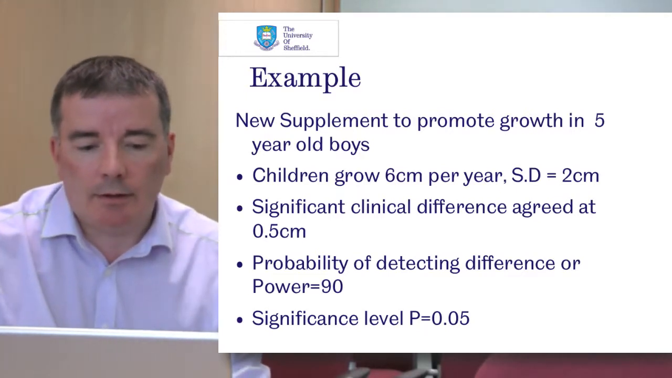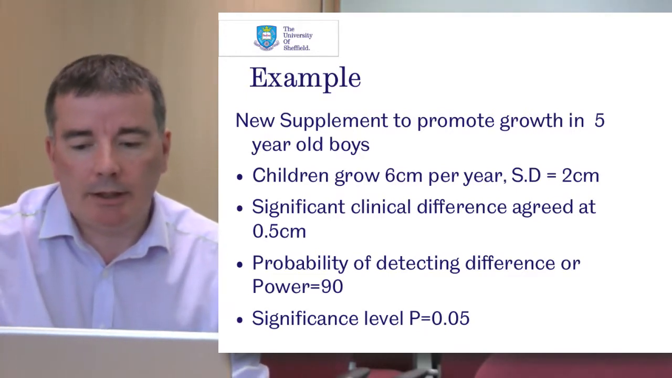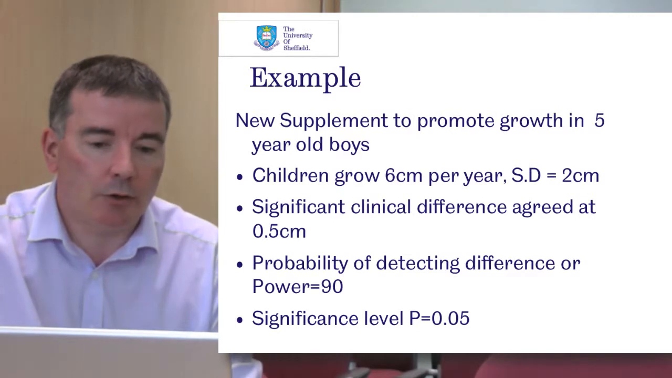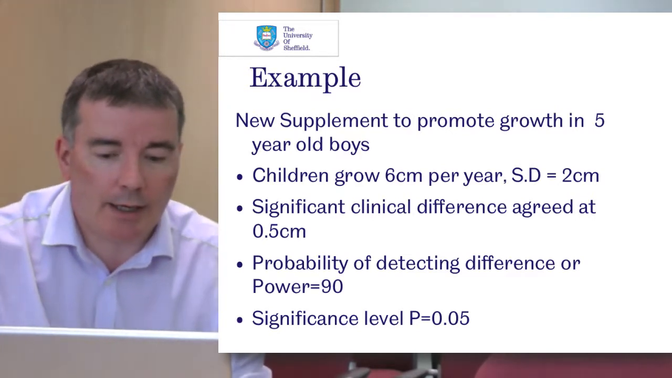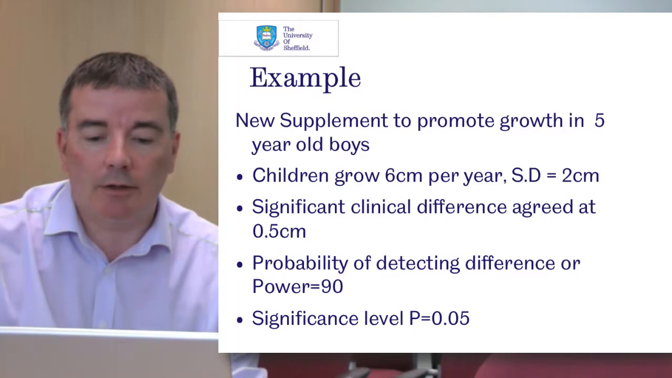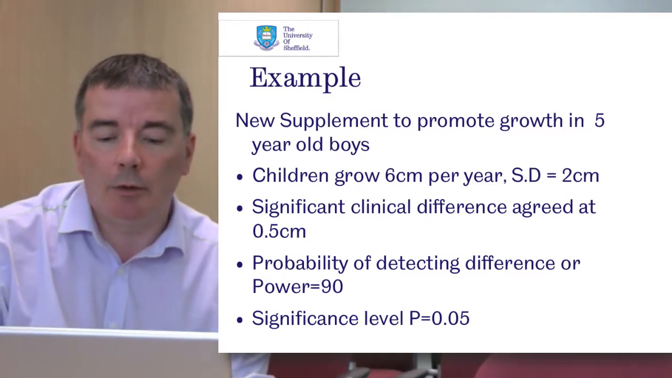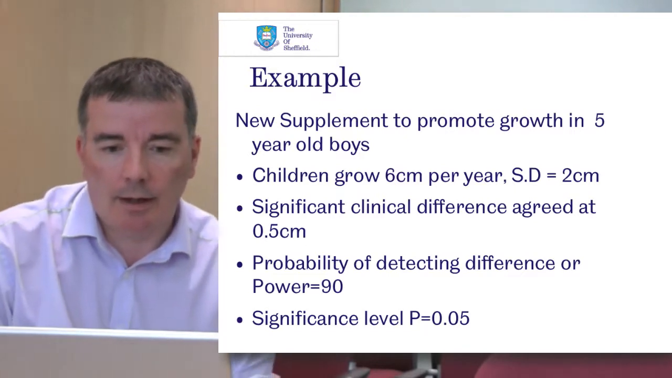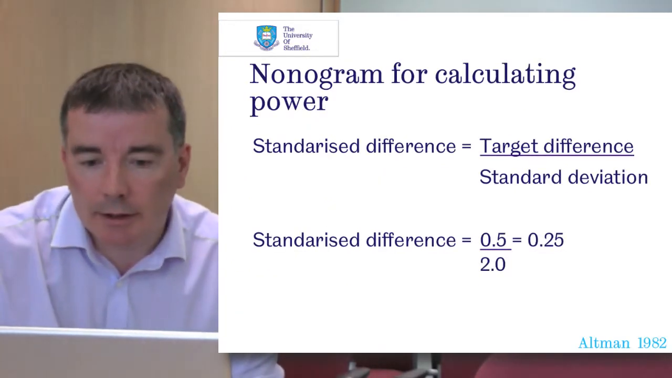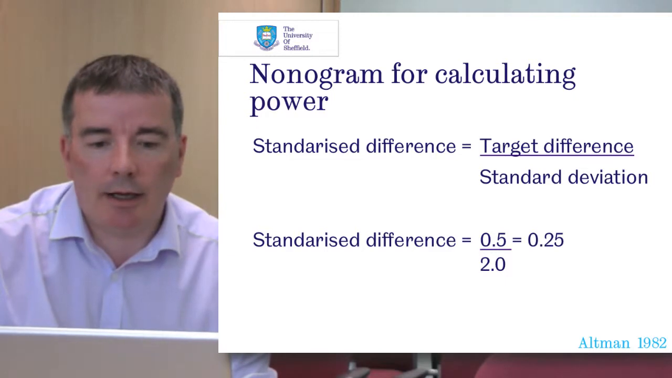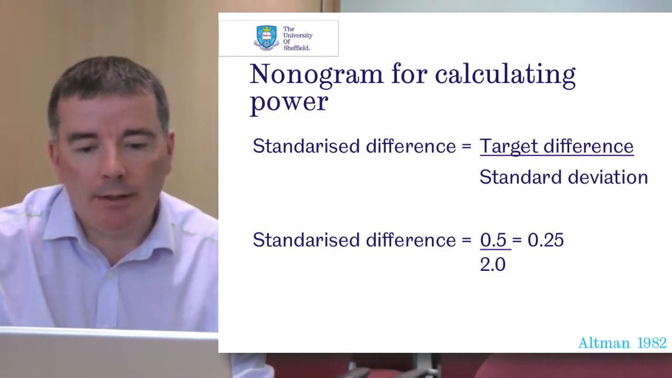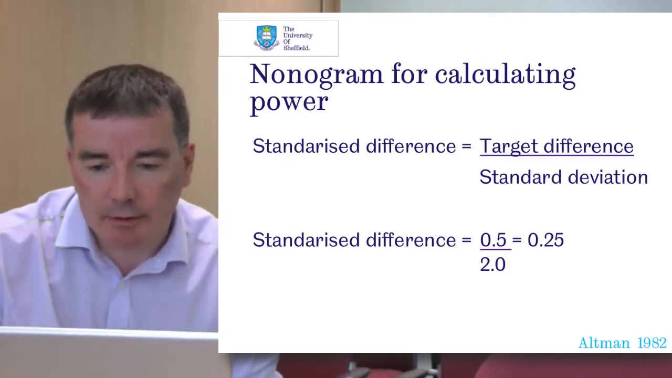You decide that the probability of detecting the difference, you want a power of 90%. So you want to be 90% sure that if there is a difference, you will detect it. And you decide your significance level will be 0.05. Then, a nomogram is a graph which you're about to see in the next slide, which you can use for calculating power. You need to calculate the standardised difference.